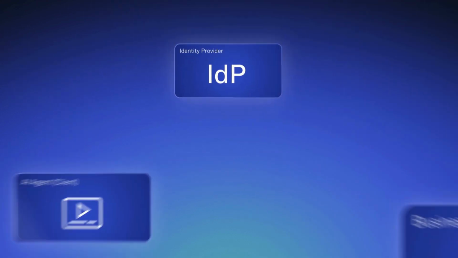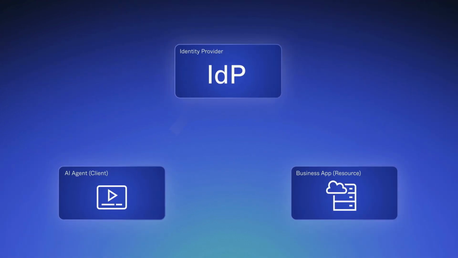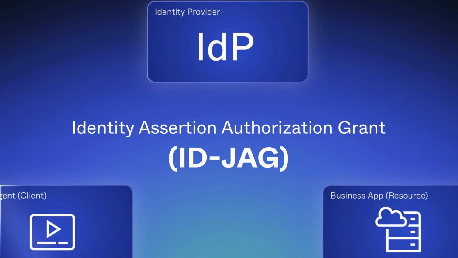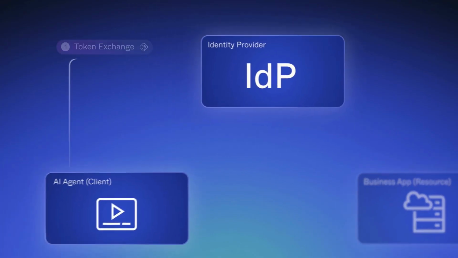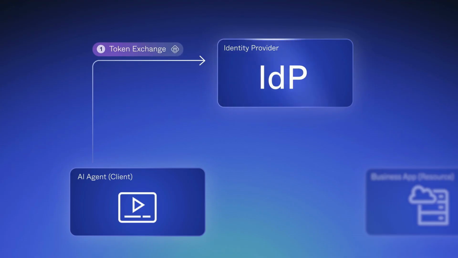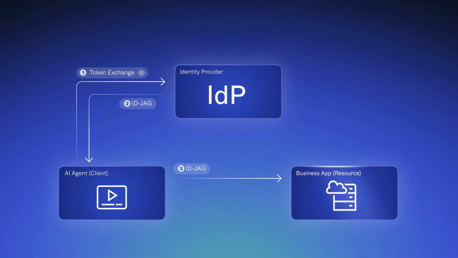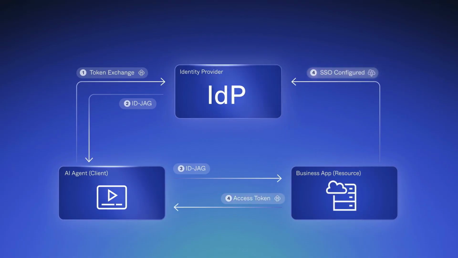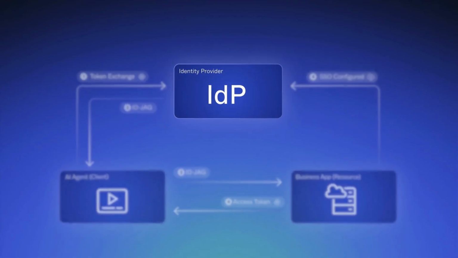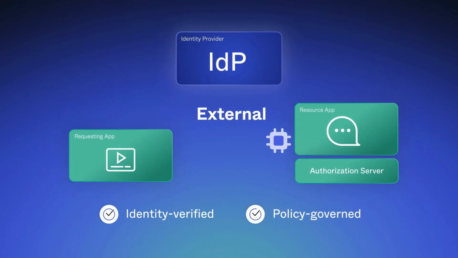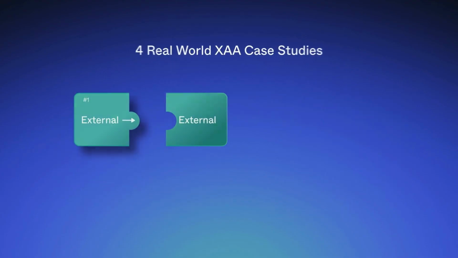Now, when an AI agent or app requests access to another system, it follows a standard three-step handshake using the Identity Assertion Authorization Grant, or ID-JAG. The requesting app takes the user's ID token back to the IDP. The IDP issues a temporary ID-JAG credential based on enterprise policy, and then the app exchanges that ID-JAG at the resource app's authorization server for a final access token. Whether the connection is internal or external, this flow remains the same, ensuring every agent-to-app interaction is identity verified and policy governed. But what does this look like in practice?